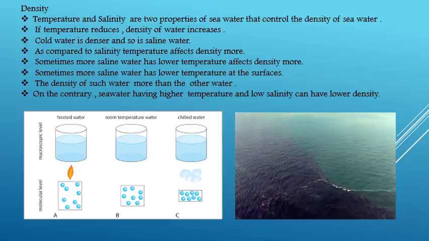Cold water has high salinity as compared to hot water, and if the salinity is more, density is also more. So temperature affects density more than salinity, children. Sometimes more saline water has low temperature but density is more, whereas seawater having high temperature and low salinity has lower density. So in short, we can say when salinity is more, density is more. When salinity is less, density is less, children.